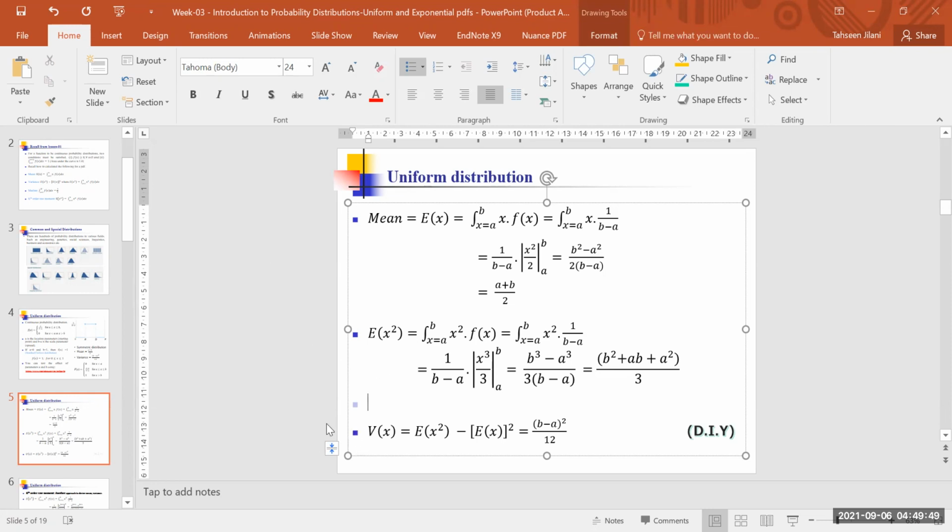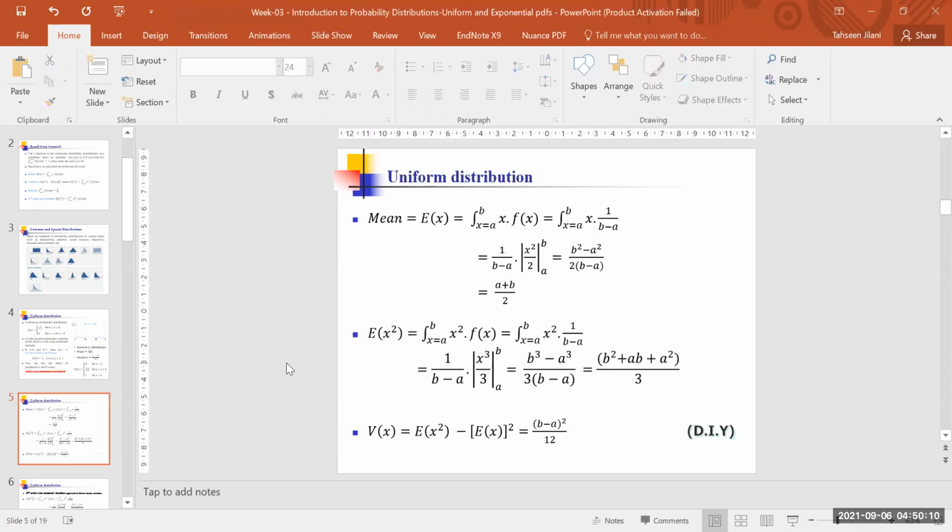And finally, the variance is the expectation of x squared, which is given by this formula, minus the expectation of x whole squared, which is given by this formula squared. Then this is DIY, a very pretty term which is used for assigning students some work during a lesson. So it is do it yourself. So you will do it yourself. That means I can ask something like this in exams.